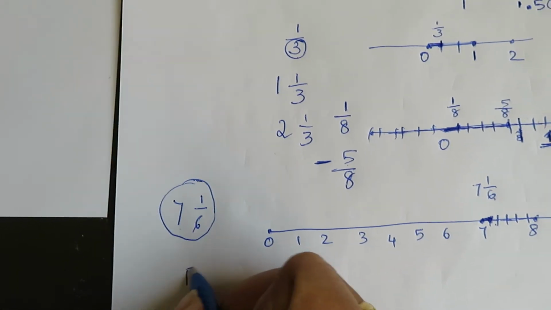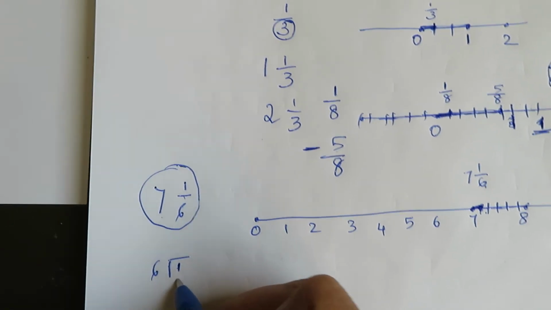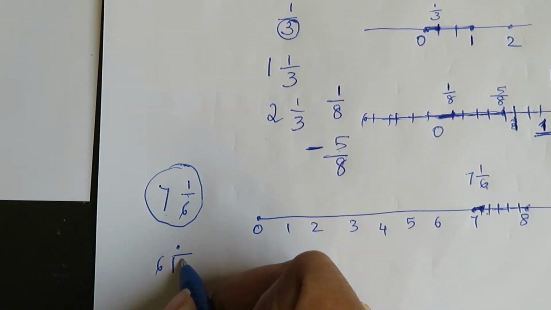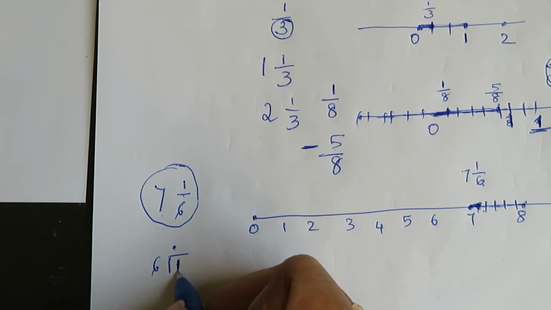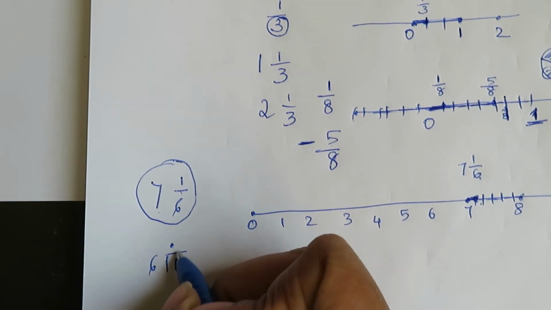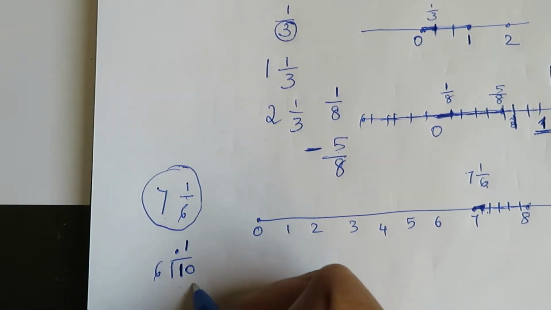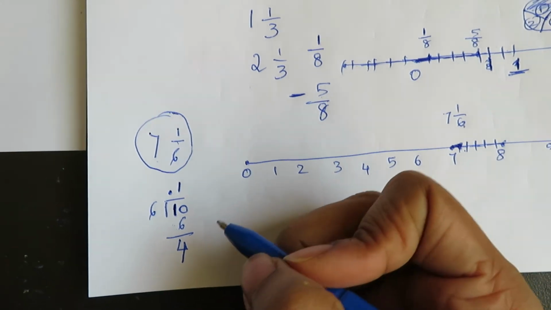Suppose I want to locate 7 1/6. I can even write 1/6 like this: 1 divided by 6. 6 doesn't go in 1. One chocolate, you can't divide it with 6 people, no? So you put a point and then you put a 0 here. 6 ones are 6, you get 4 remainder.